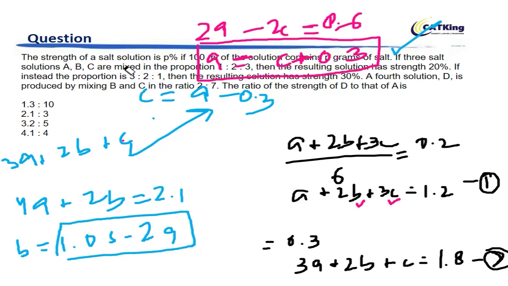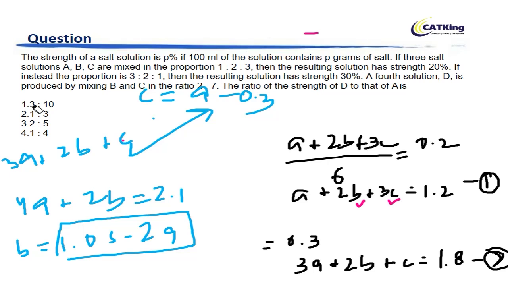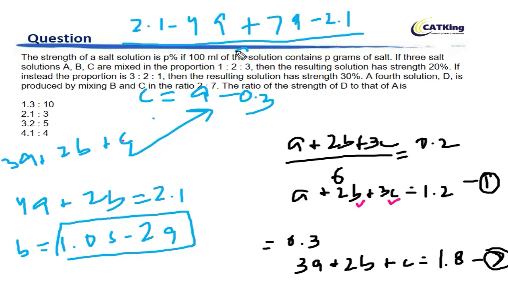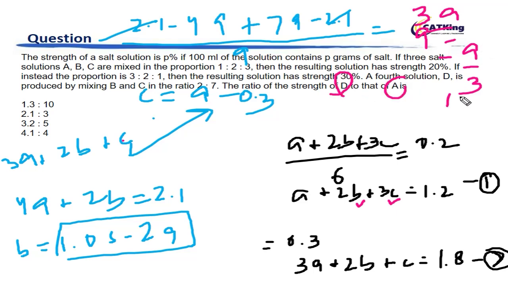Now we have to take b and c in the ratio 2:7 for making d. So let's take b and c in the ratio 2:7. So this becomes 2.1 minus 4a plus 7 times a minus 2.1 divided by 9. So 2.1 gets cancelled here. This becomes 3a by 9. So it becomes a by 3. So the strength of D with respect to A is 1/3.